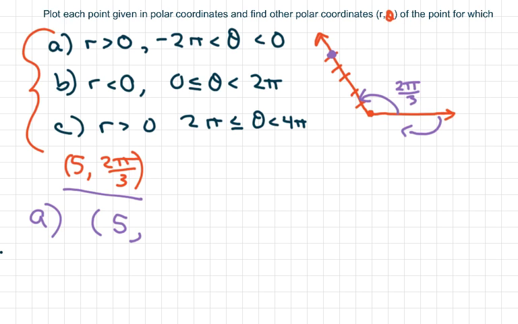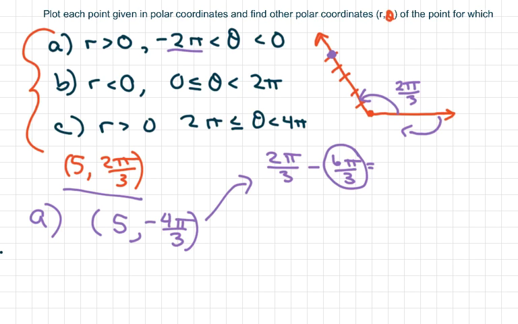So if you take your original angle, subtract 2π, which is 6π/3, remember that equals 2π, you're going to get negative 4π/3. And if you plot this, you'll get the same point. It'll be at the same location on a polar grid. Okay? So that's this part. All we did was subtract 2π.